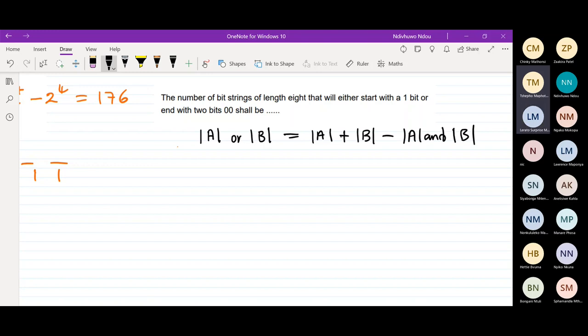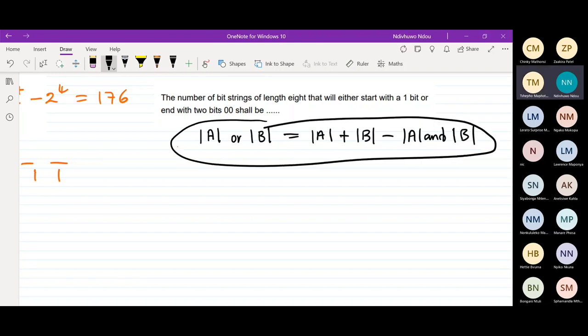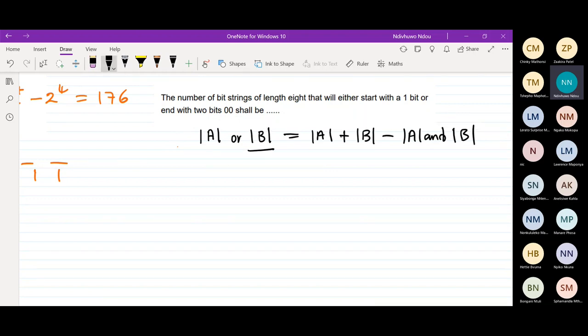Yeah, but there is no intersection. There is no both. But I want to argue that it must be like this because we are calculating A or B. You're supposed to use that minus. When there is no intersection, it's 0, because we are not given that.